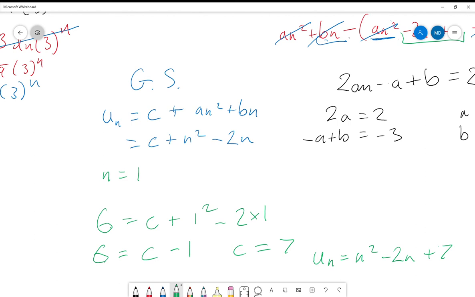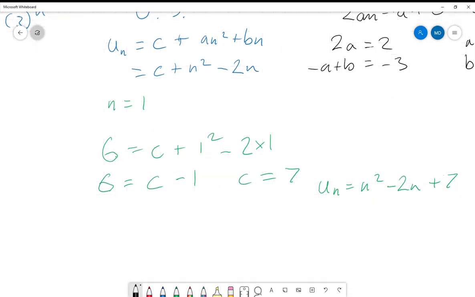Next time we are going to move on to second order recurrence relations, i.e. recurrence relations like the Fibonacci sequence, where you might end up with u_{n+2} being equal to 4 lots of u_{n+1} minus 3 lots of u_n. Something like that, where there is 2 different steps from the original u_n.